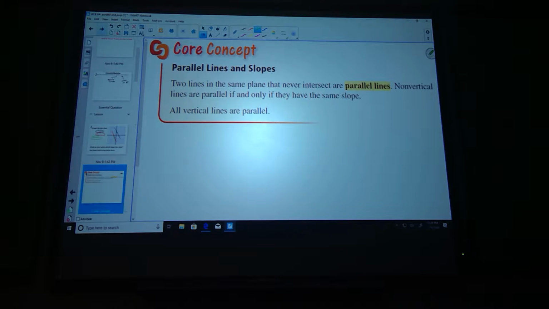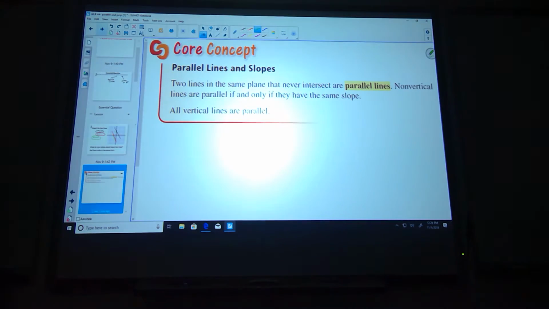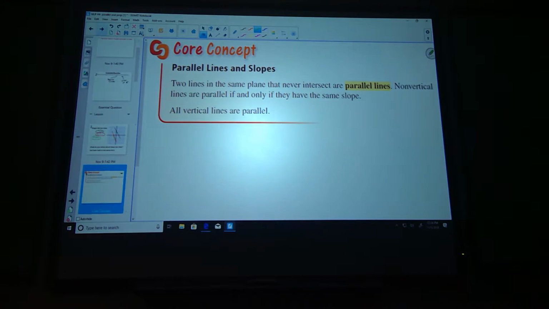All right. Two lines in the same plane. So two lines that are drawn on the same grid that never intersect are parallel lines. Non-vertical lines are parallel if and only if they have the same slope. And then all vertical lines are parallel. So x equals 3 and x equals 7, both vertical, both parallel. Is that okay?